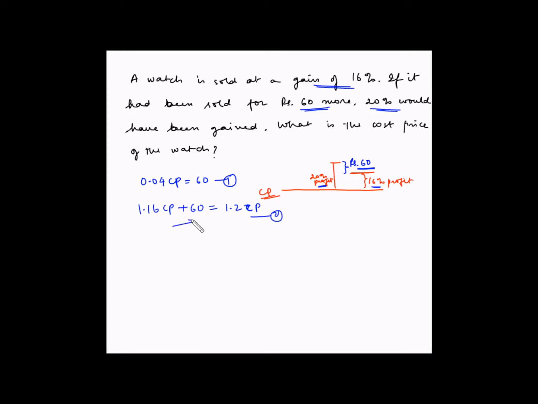So let's solve this one. So let's bring the cost price on one side. So we'll keep 60 here on the left hand side, and we'll bring this on the other side. So 60 is equal to 1.2 times CP minus 1.16 times CP. So 60 is equal to 1.2 minus 1.16.